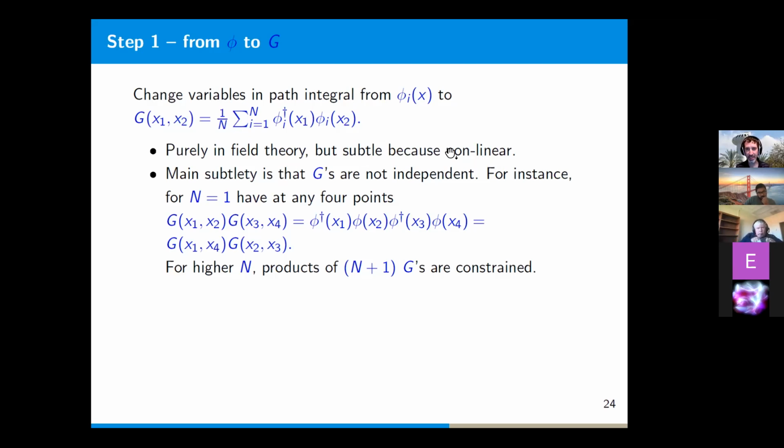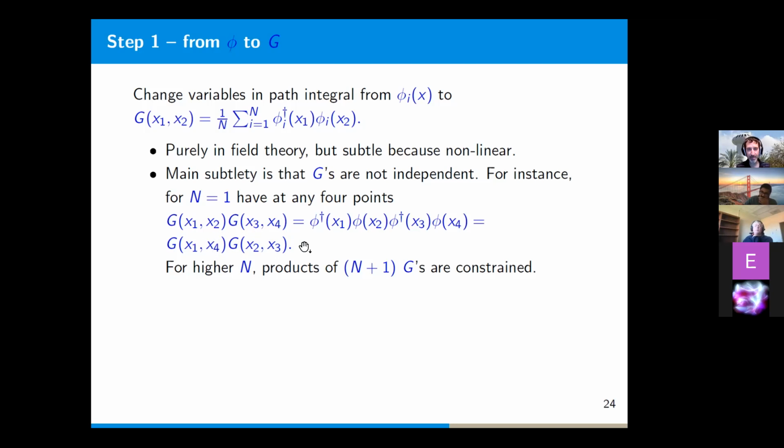For instance, if we take the simplest case where N is equal to 1, so we just have one field, of course, that's a special case of this mapping. If N is equal to 1, then this g is just phi dagger x1 times phi of x2. And then if we take the product of two of these bilocals, g(x1, x2) times g(x3, x4), that's just the same as phi dagger x1, phi x2, phi dagger x3, phi x4. And of course, that's also the same as g(x1, x4) times g(x2, x3). So in this case of N equals 1, for any 4 points, we have a relation of this type between a product of these two g's and the product of these two g's.